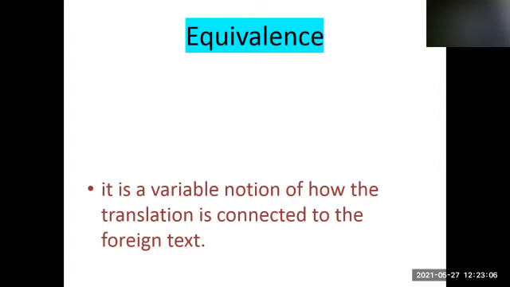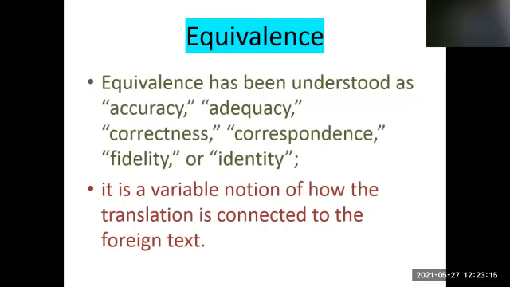What's the meaning of equivalence? Equivalence simply means accuracy, adequacy, correctness, correspondence, fidelity. You remember fidelity when we did it in the ethical code, or identity. So when I translate a text, the translation should be equivalent, accurate, دقيقة, adequate, which means enough, adequate, كافية من ناحية نقل المعنى, correct. The translation should correspond to the source text. Fidelity, there should be honesty in order to keep the identity of the text.